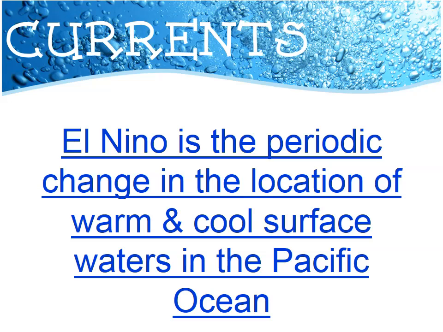Sometimes we have what's called an El Niño. An El Niño is the periodic change in the location of warm and cool surface waters, and this happens in the Pacific Ocean. This really affects our weather.